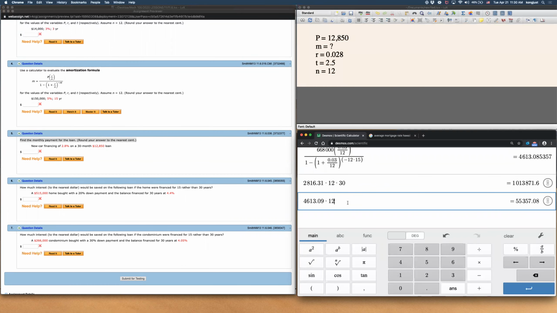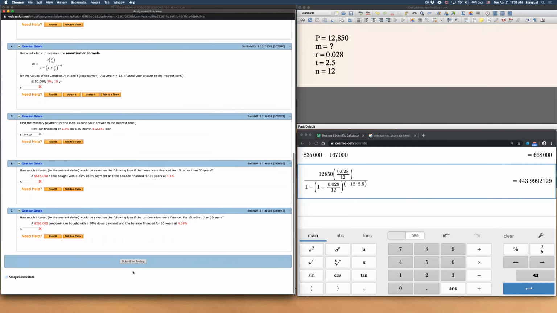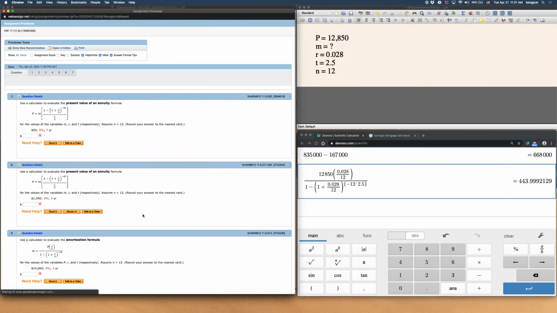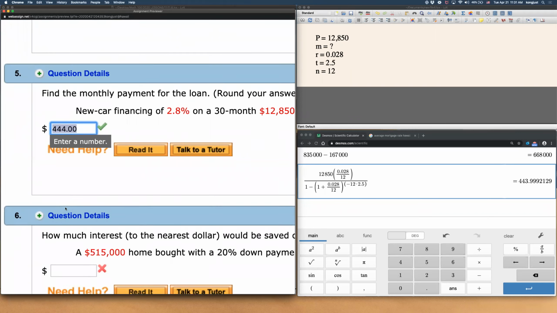Let's see. 12,850, 0.028. Yep, all right, worked. Sweet. So I got 443.99. To the nearest cent, that actually rounds up to 444.00. Let's check. Did I do that right? Yes, I'm correct. Check mark is so satisfying.